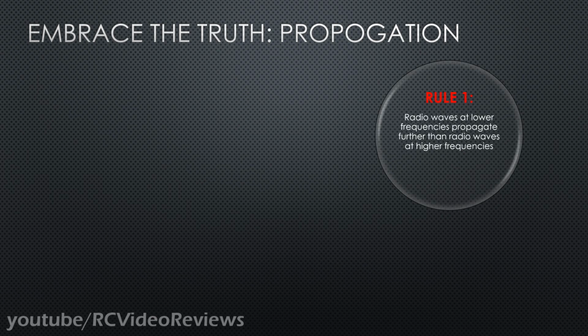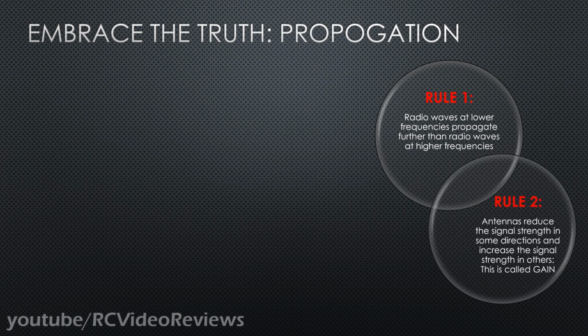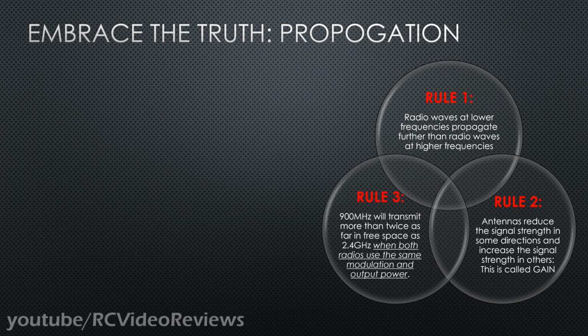Rule number 1, radio waves at lower frequencies propagate further than radio waves at higher frequencies. That's a rule. That's not John making that up, that's just a rule. Rule number 2, antennas reduce the signal strength in some directions and increase signal strength in others. This is called gain. Rule number 3, 900 megahertz will transmit more than twice as far in free space as 2.4 when both radios use the same modulation and output power.